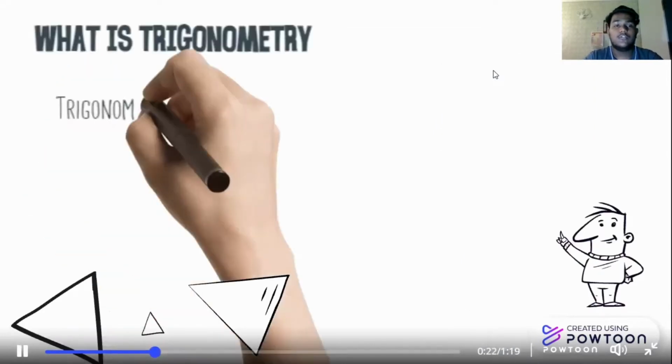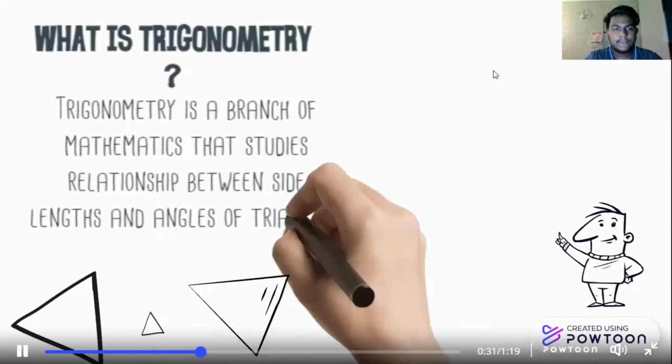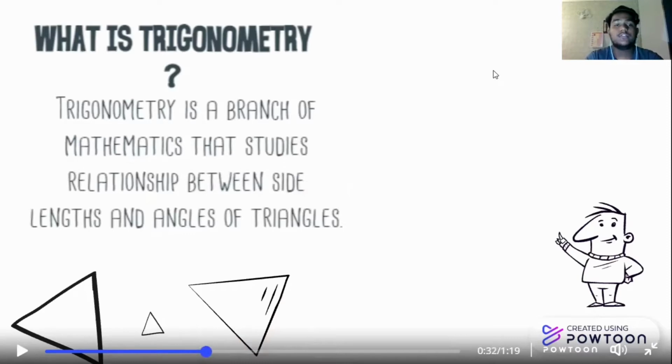Now we're going to see what trigonometry is. Trigonometry is a branch of mathematics that studies the relationship between side length and angle of a triangle. We can separate the word trigonometry into two. The first one is trigono, and the other is metry. Trigono meant triangle in Greek, and metry meant measure in Greek. So together it's called trigonometry.